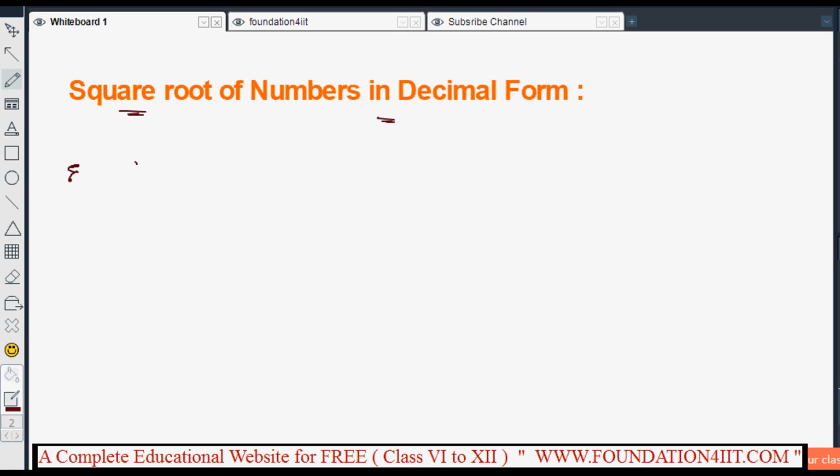Okay, for example, take one question now: 32.49. I need to find the square root of 32.49 because it's in decimal form. Now after the point there should be an even number of digits. In case it is an odd number of digits, we'll add 0. Okay, then we can make it and find the square root. So let us find out. The same method will apply, same as it is.